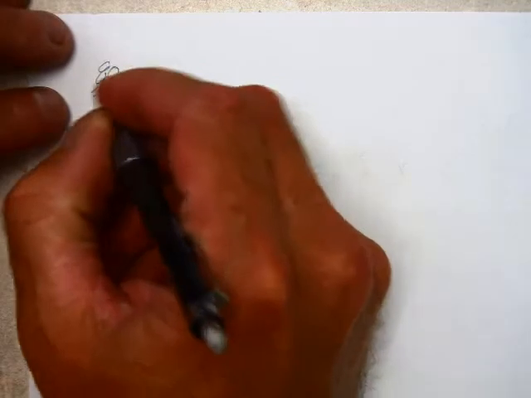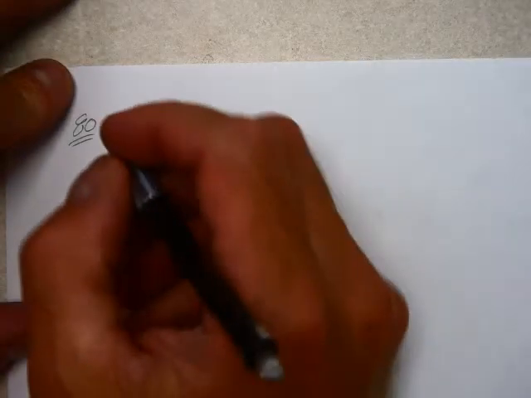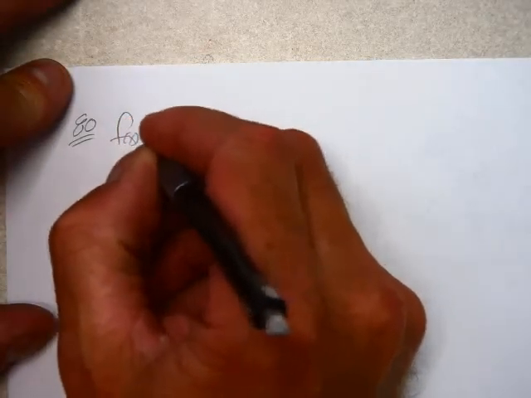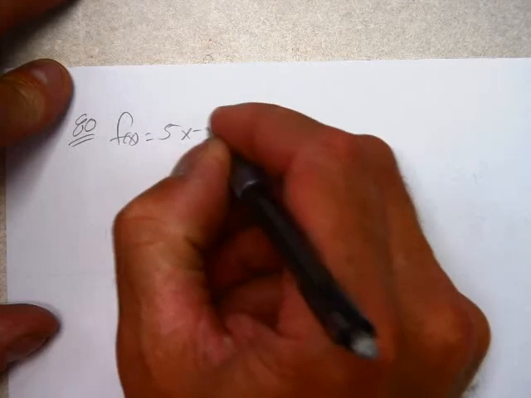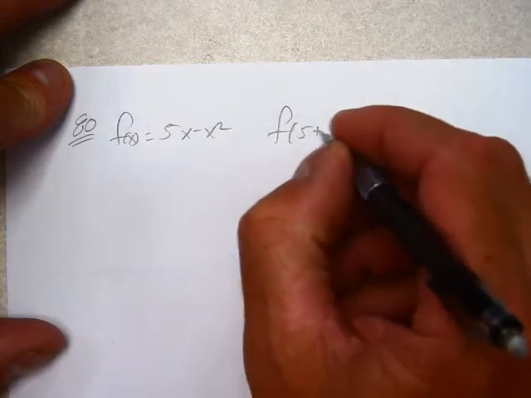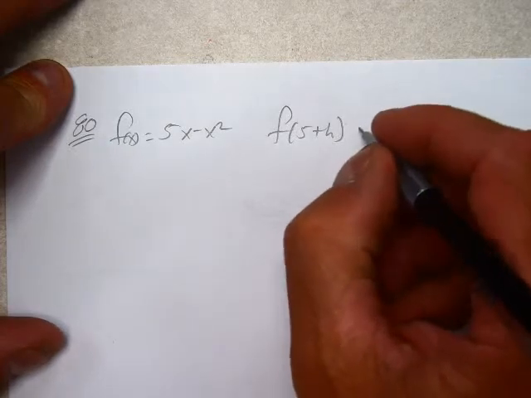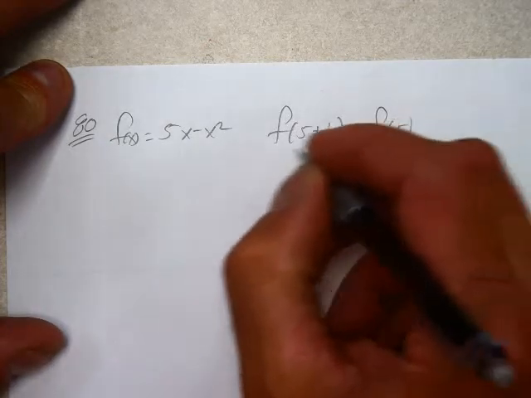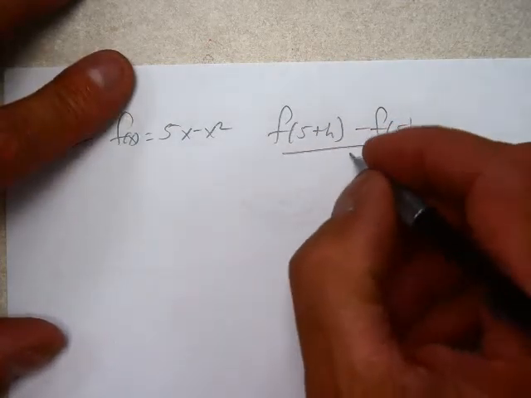I'll do the evens, I'll have you guys do the odds. Number 80 says find the difference quotient and simplify your answer. I'll write everything down here. f(x) equals 5x minus x squared, and they want us to find f(5 plus h) minus f(5), all over h.